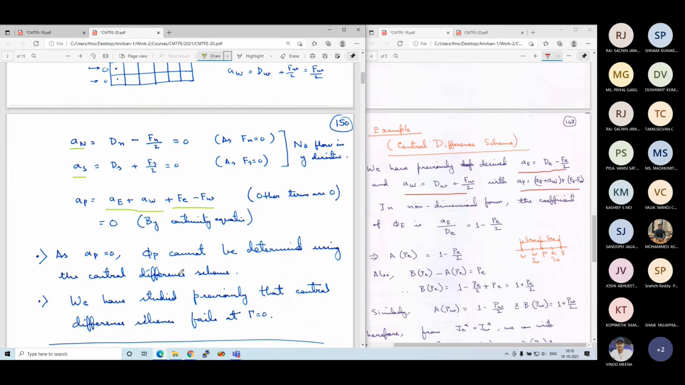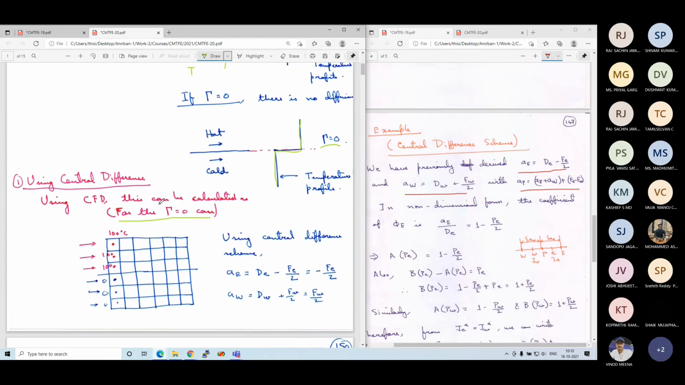Why? Precisely because of this reason, that Ap becomes equal to 0. Okay, and there is a division by 0, and also the Peclet number becomes infinite, and we know that central difference scheme cannot perform at large Peclet numbers. Okay, so we have studied this. So our central difference scheme is of no use for this case.